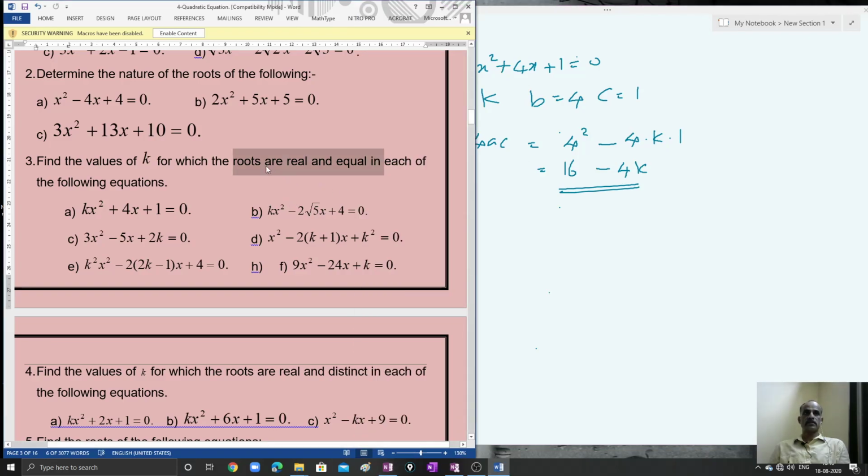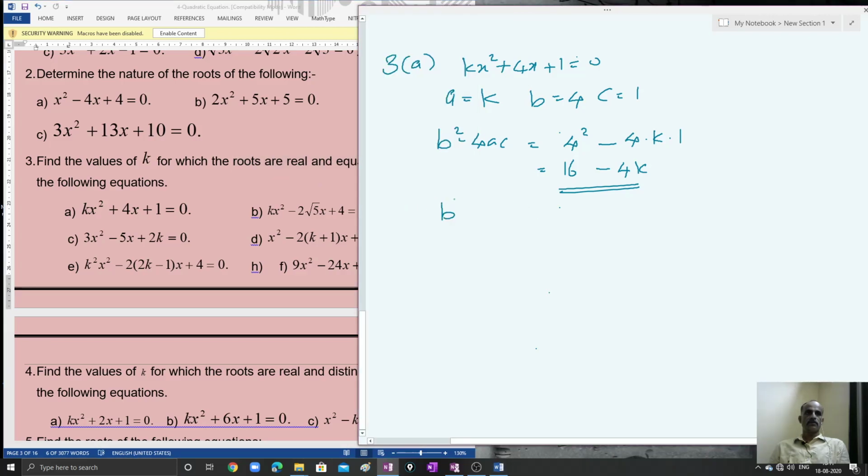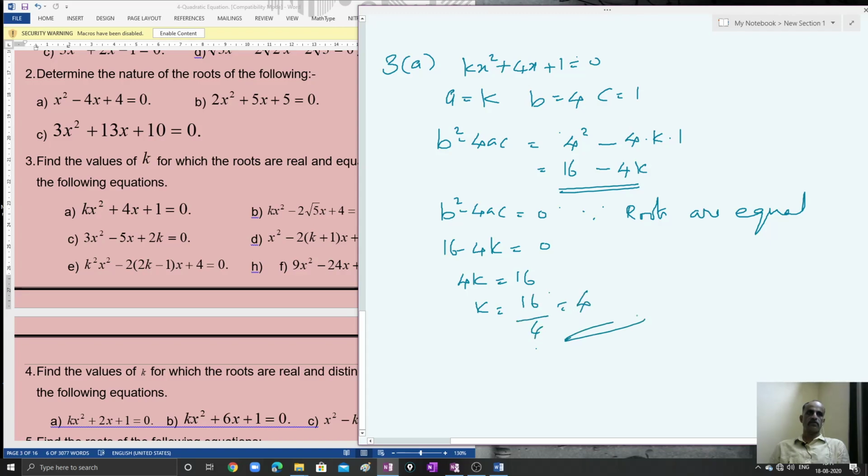What does the question say? That roots are equal. What do you mean by equal roots? b square minus 4ac is equal to 0. Why? Since roots are equal. That means 16 minus 4k is equal to 0, or 4k equal to 16, or k is equal to 16 by 4. The value is equal to 4.